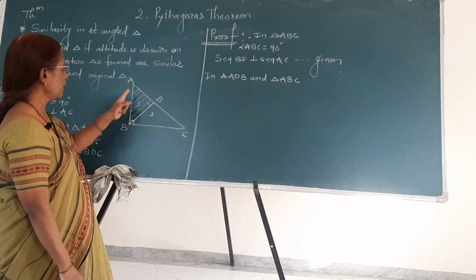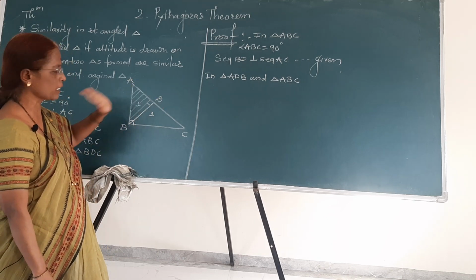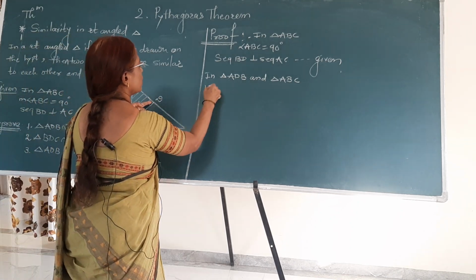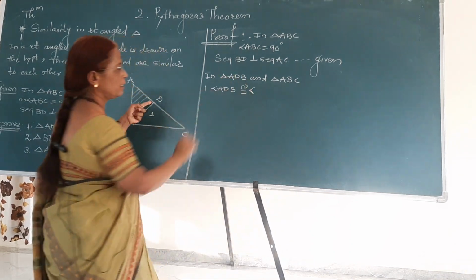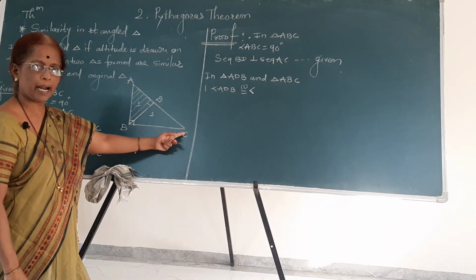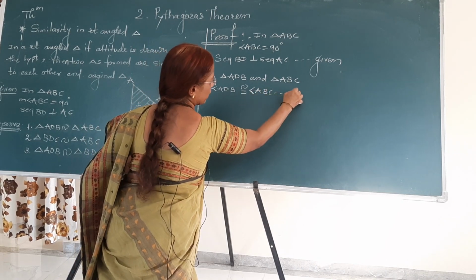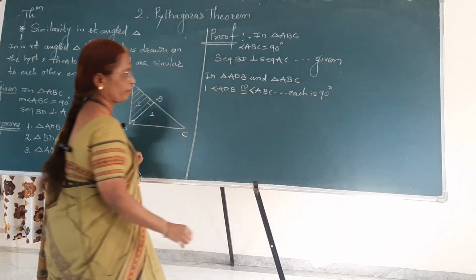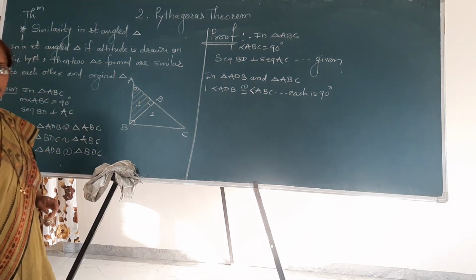So first of all we have to see angle ADB is 90 degree in the smaller triangle. So we will consider as ADB. First thing is angle ADB is congruent to angle ABC, which is 90 degree in the larger triangle. This ABC is right angle in the larger triangle, and the support is each is 90.